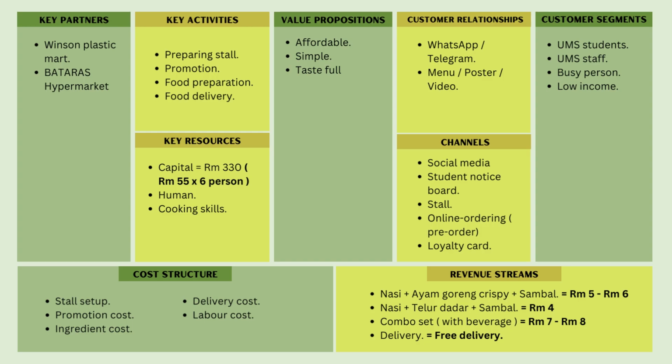Lastly, in revenue streams, we get revenue based on what we sell. The price of our first menu, which is nasi, ayam goreng crispy with sambal, is around 5 to 6 ringgit. Next menu is nasi, telur dadar with sambal, only around 4 ringgit. We also offer a special set, which is a combo set that includes a beverage, at around 7 to 8 ringgit. So that is our 9 business model canvas that I have designed based on what we have discussed.